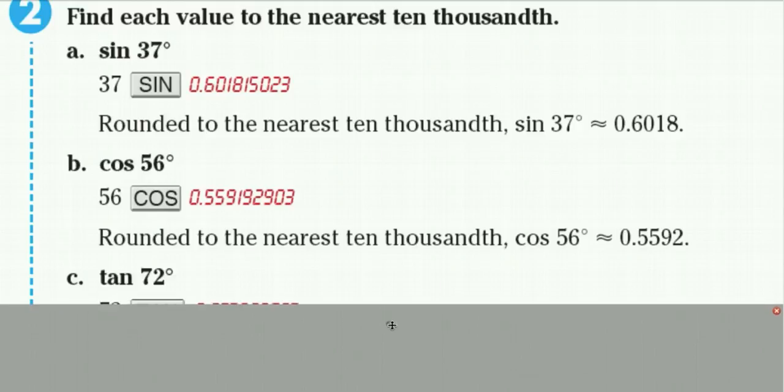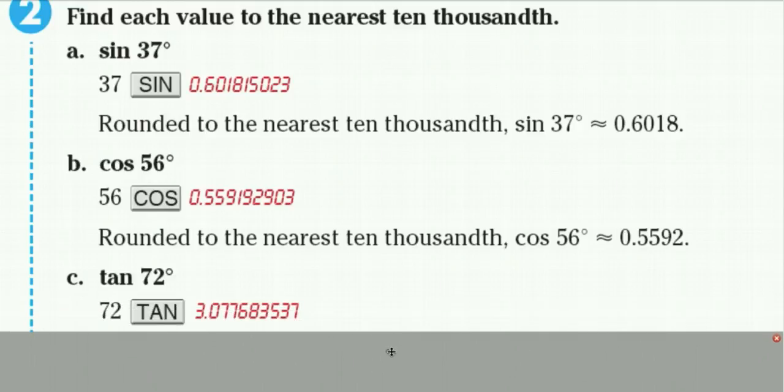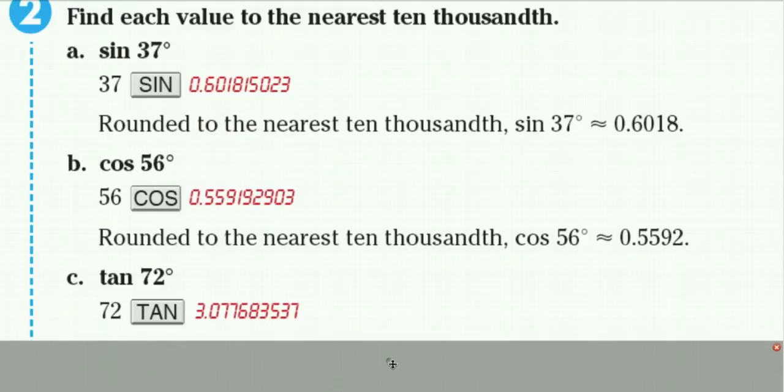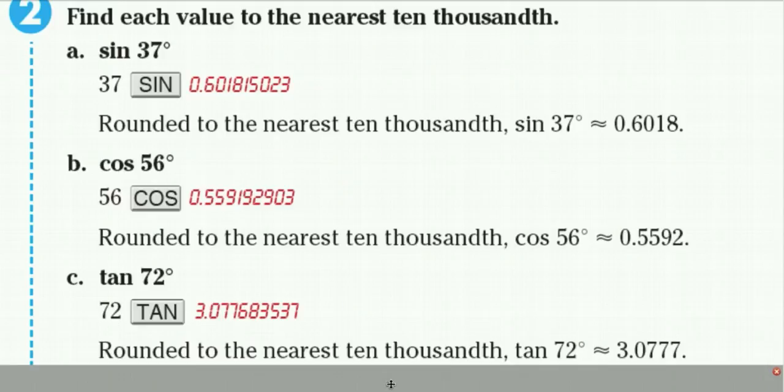And tangent 72. Press 72, press the tangent button, and end up with 3.077683, which to the nearest 10,000th is 3.0777. So that's how you find the value to the nearest 10,000th of those particular angles using sine, cosine, and tangent ratios.